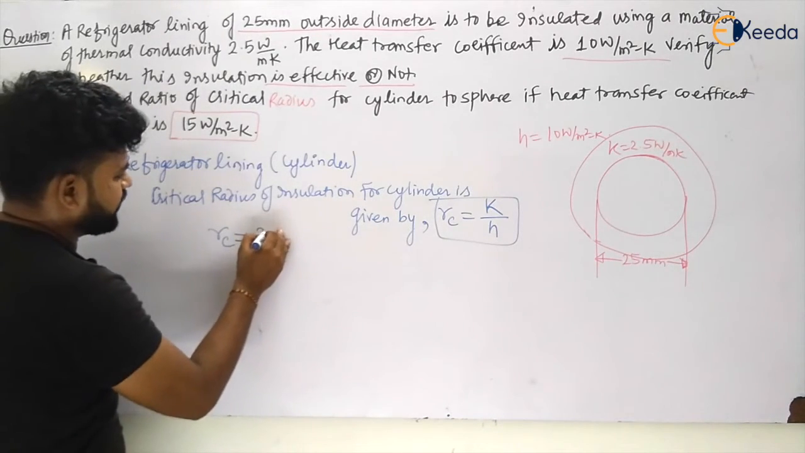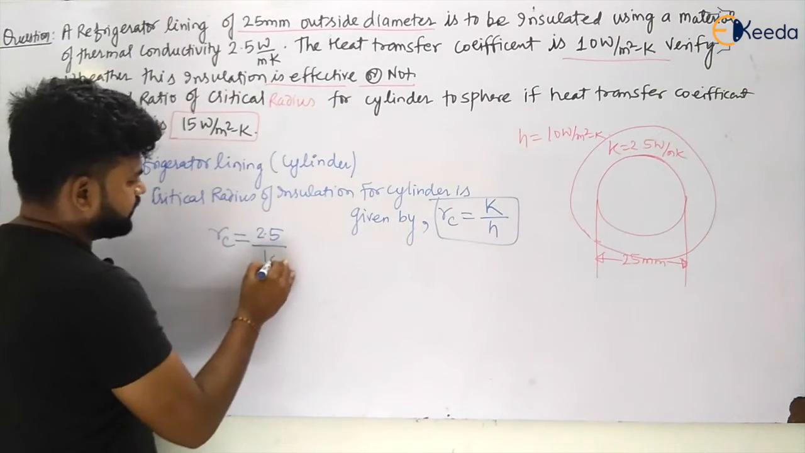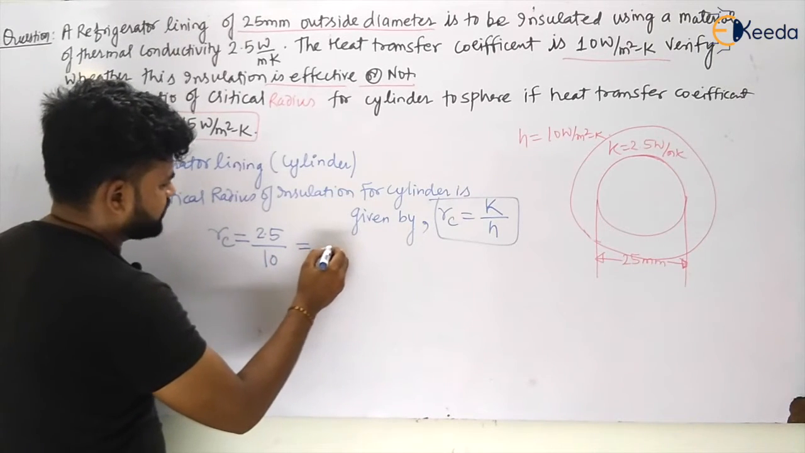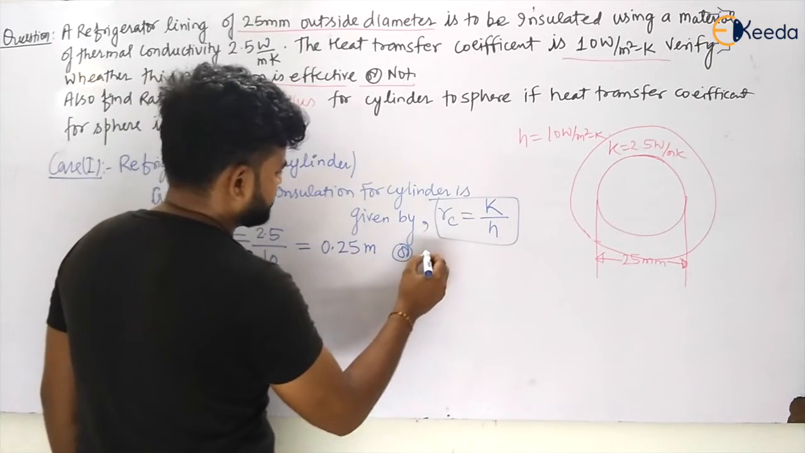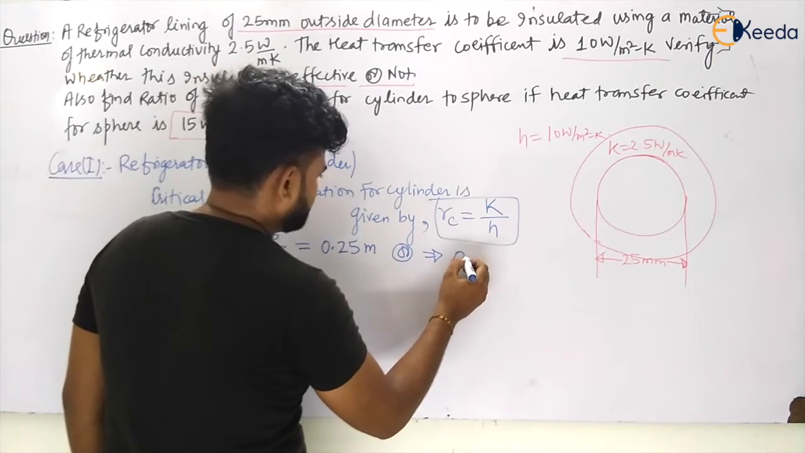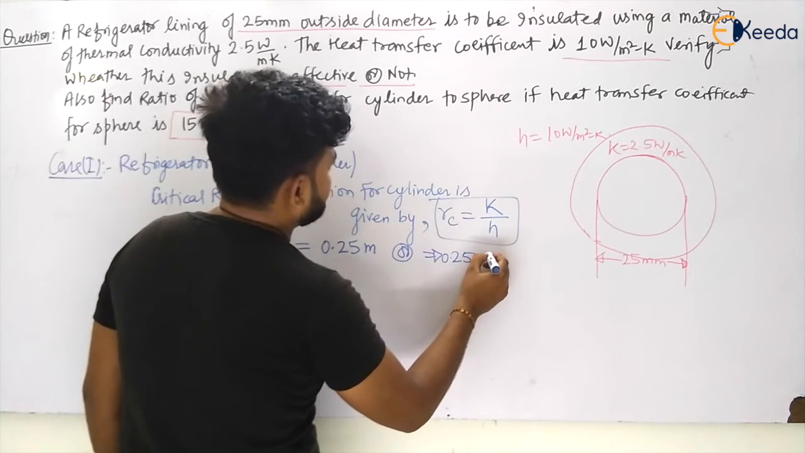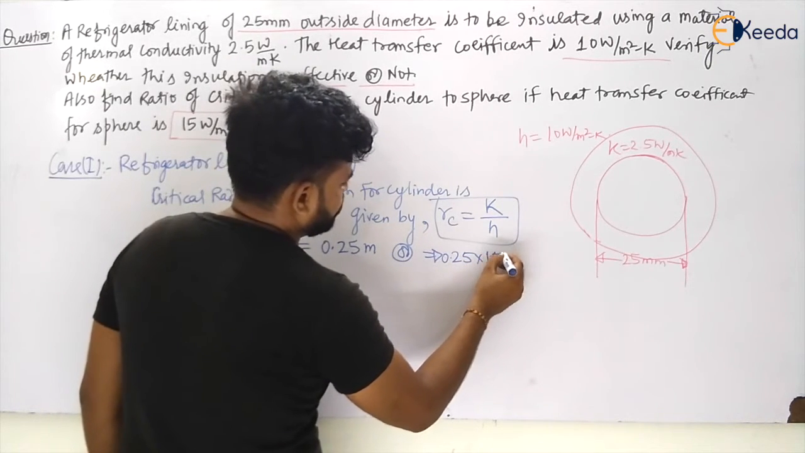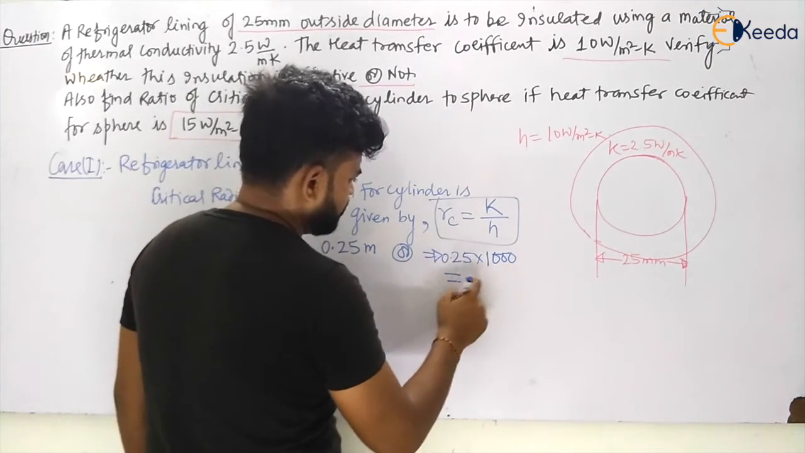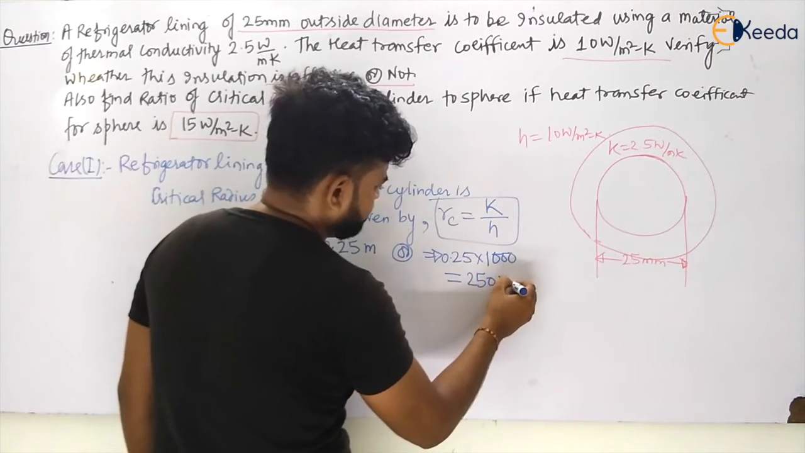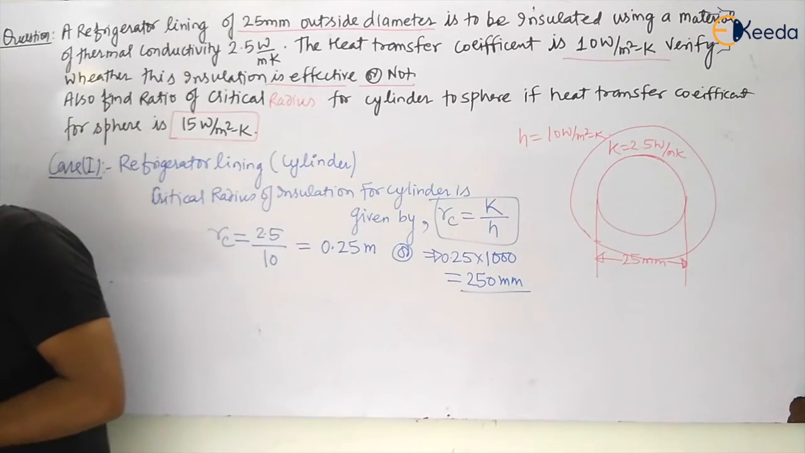So k is given to be 2.5, and what is your h, my dear students? h is given to be 10 watt per meter square Kelvin. So this will become 0.25 meter, or we can say 0.25 into 1000, since the radius is given in millimeter. So this will become equal to 250 millimeter. So the critical radius is coming to be, my dear students, 250 millimeter.